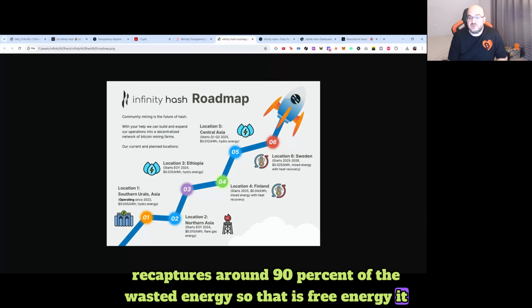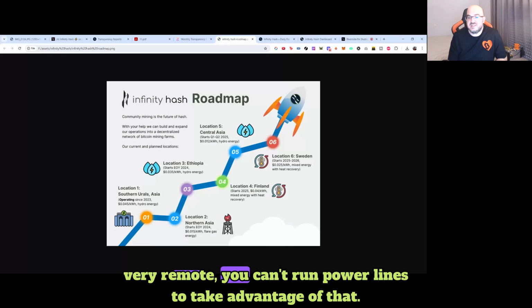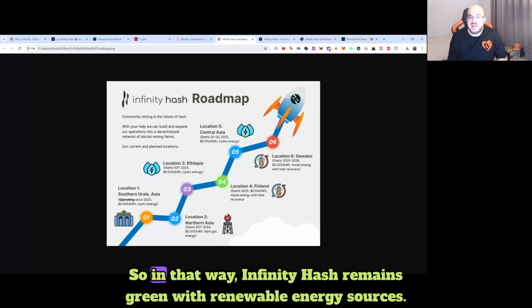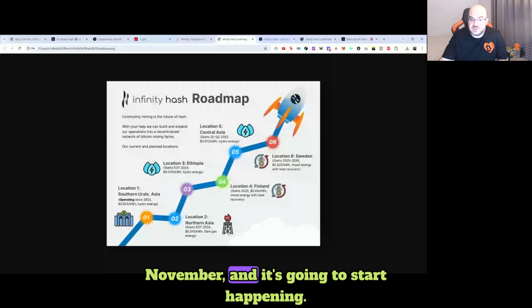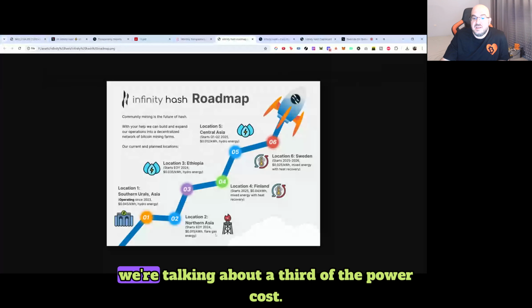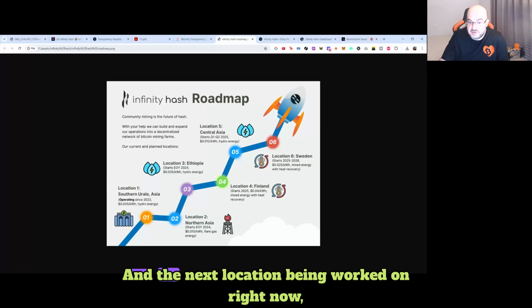So that is free energy. It's wasted energy. There is no other way to use it because it's in places that are very remote. You can't run power lines to take advantage of that. So in that way, Infinity Hash remains green with renewable energy sources. So that one in Northern Asia is going to start at the end of year, possibly in November, and we're talking about a third of the power cost. It's already very cheap, and we're talking about a third of the power cost.